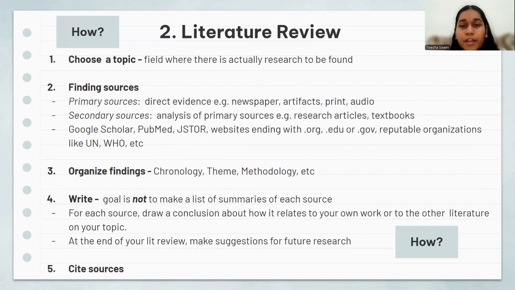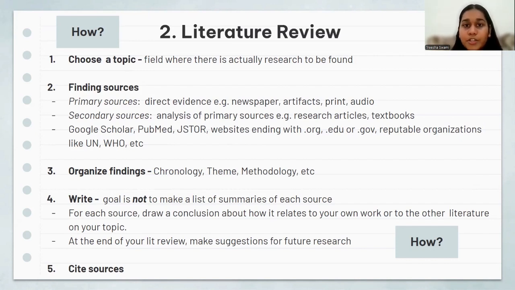It should not be too narrow or ultra specific, where you just have, let's say, 3 to 4 sources and it is never heard of before. So keep that in mind. After you've chosen a topic, we move on to finding the sources. Sources are categorized into a primary source and a secondary source, as you can see here.